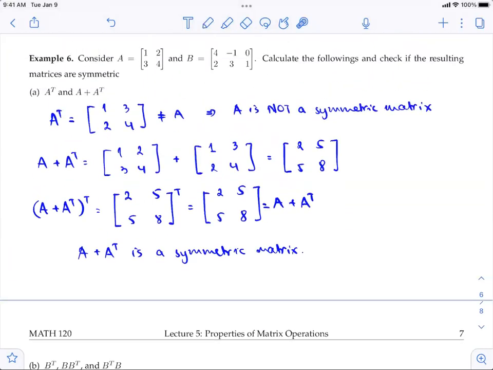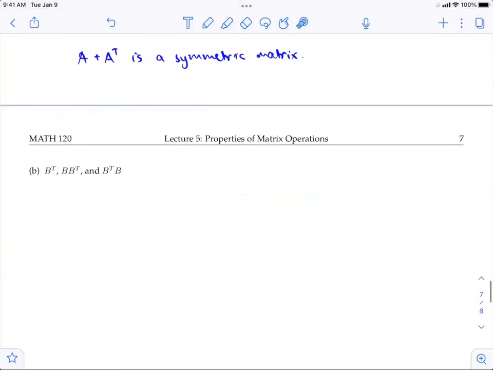Why do we do this type of calculation? Later on, we're going to draw conclusions, when we generalize the idea of a given matrix added with the transpose of this matrix, to see what happens. Okay. The next part is to calculate the transpose of B, the product of B times B transpose, and the product of B transpose times B. Right? And we also want to see if we have a symmetric matrix from these calculations or not.